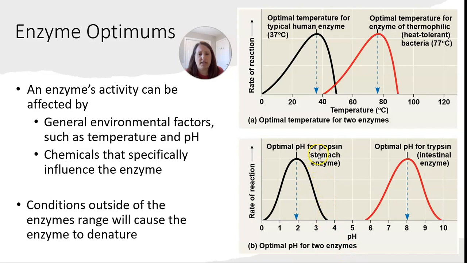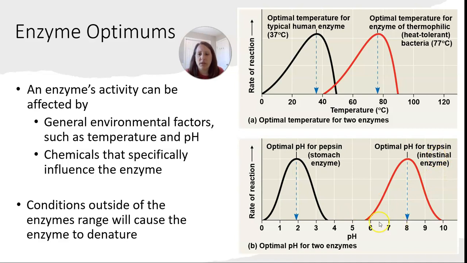So let's look at our pHs here. For the stomach enzyme, pepsin, it's going to work best at a pH of a little bit under 2. If we go below that pH, if it becomes more acidic, the enzyme doesn't work. It unfolds, denatures. And the same thing if we go above that pH, the enzyme won't work because, again, it's going to unfold or denature.